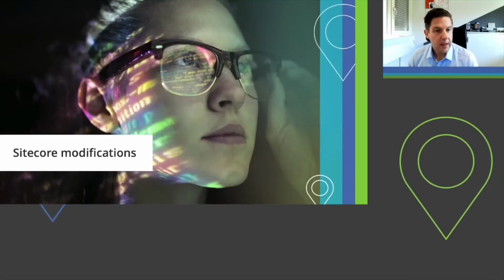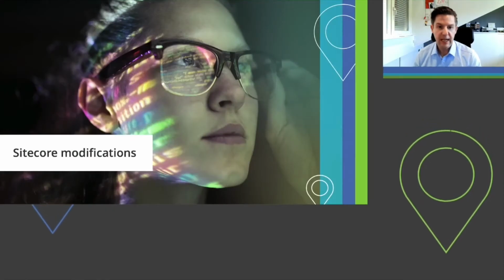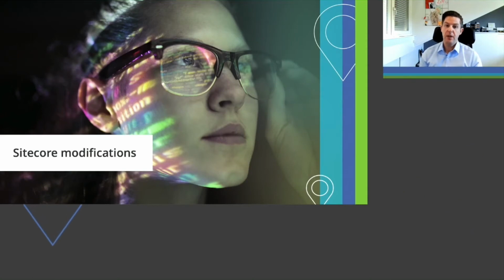If you would like to make use of marketing automation as your decisioning engine, the things that I'm going to tell you still apply. In order to be able to consume next best actions, or NBAs for short, a few modifications have to be made to Sitecore.